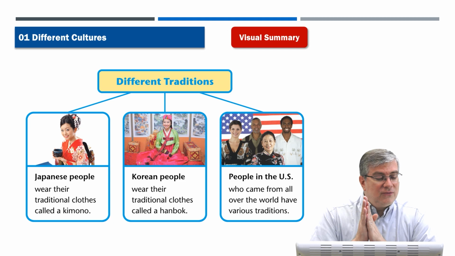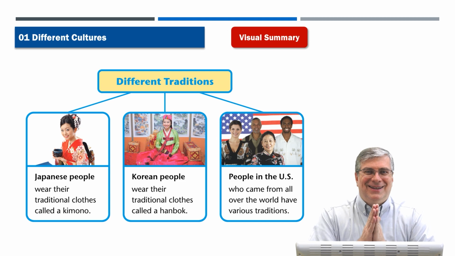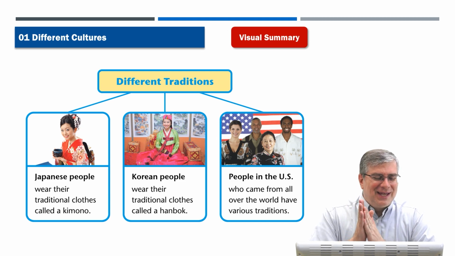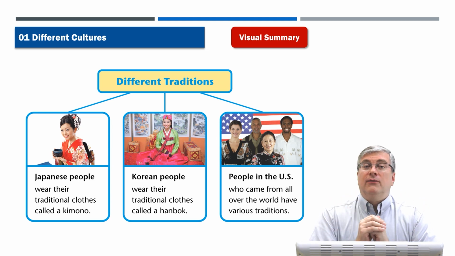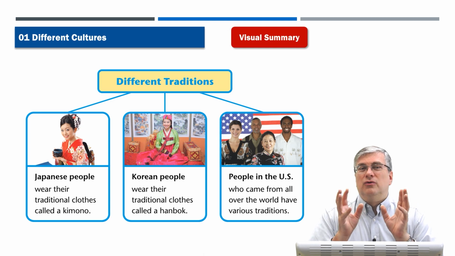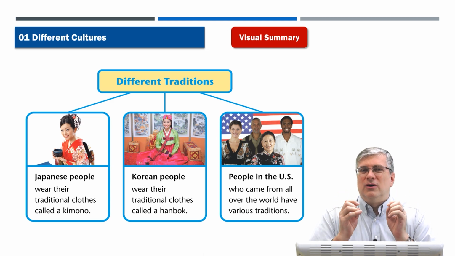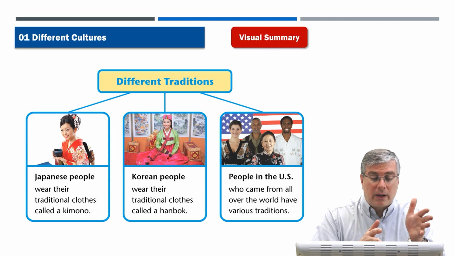So the first one, we have Japanese people. Japanese people wear their traditional clothes called a kimono. Okay, so kimono is traditional Japanese clothing. And of course, many different countries will have their traditional dress or their traditional clothing. In Japan, they will wear a kimono.